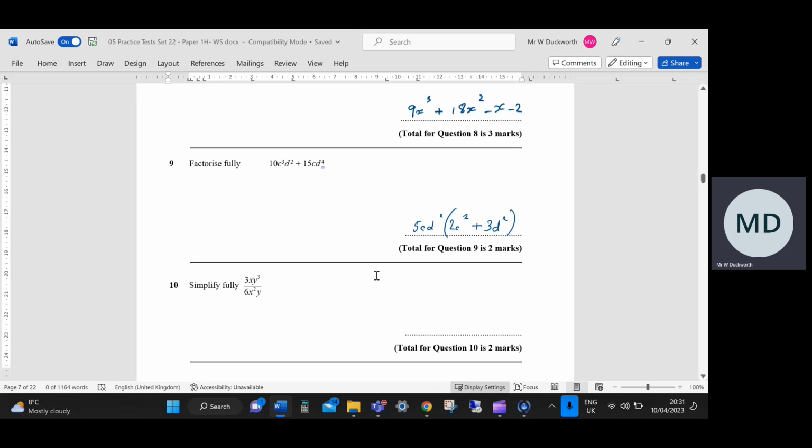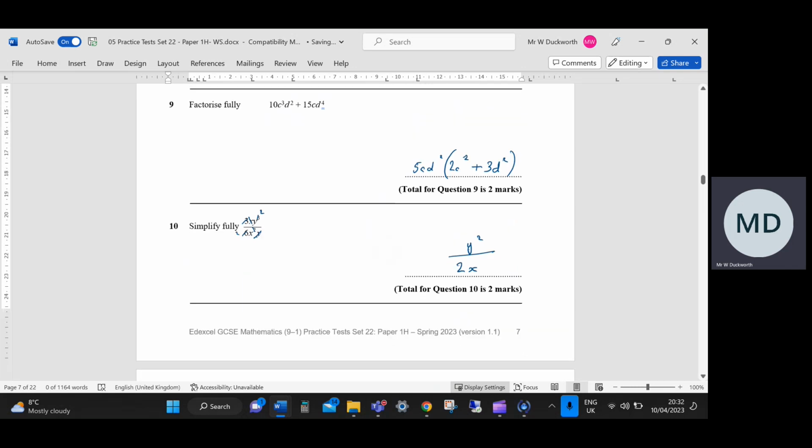Okay, and then question 10, simplify fully. In terms of my numbers, 3 goes into both of those. It goes twice into that, once into that. I can cancel that and that off each other, and I can cancel that with that. So that's going to give me y squared over 2x. There are other ways we could write that slightly differently, but I would go for that.